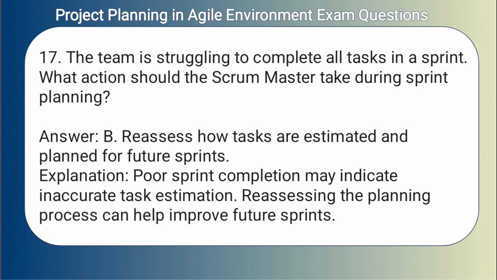Answer: B. Reassess how tasks are estimated and planned for future sprints. Explanation: Poor sprint completion may indicate inaccurate task estimation. Reassessing the planning process can help improve future sprints.